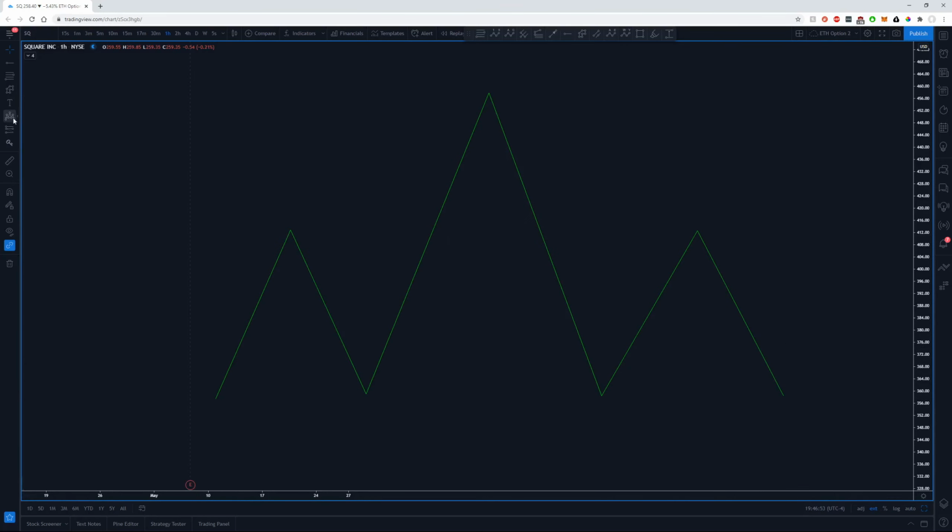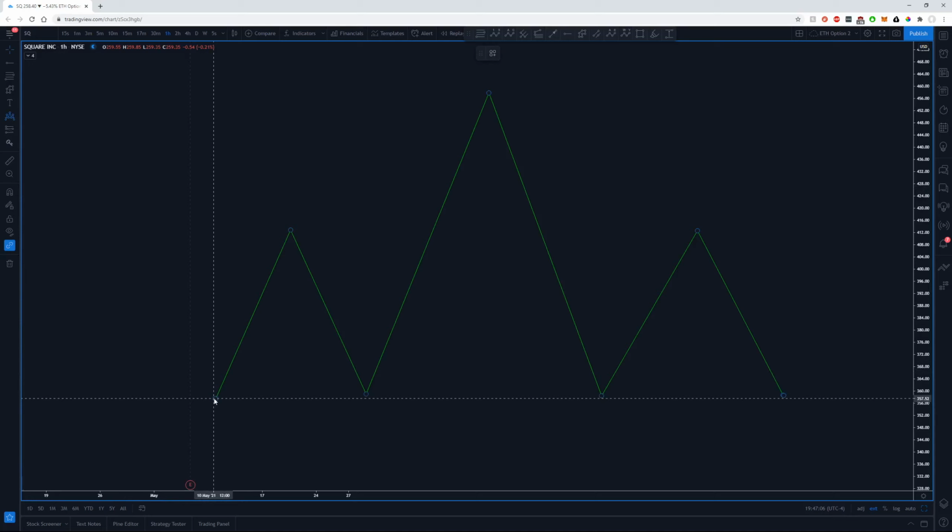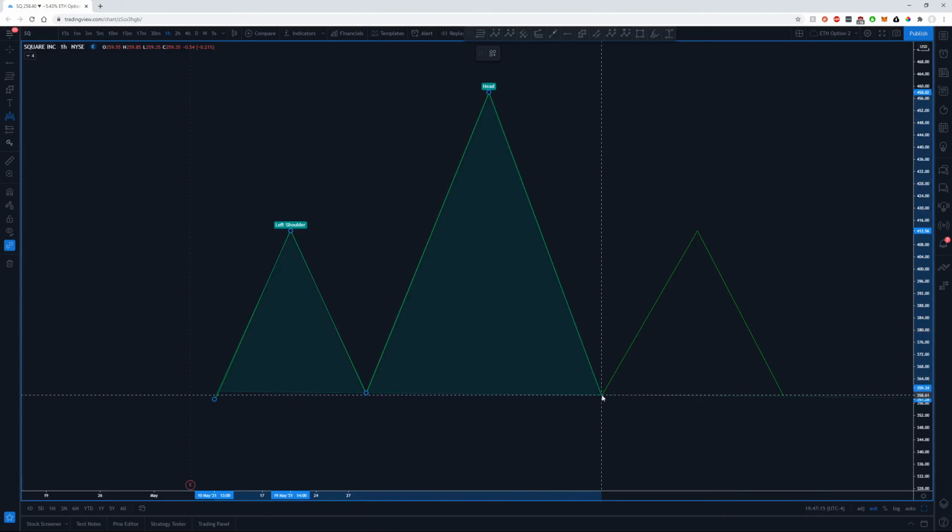Now this pattern, you can actually use a TradingView tool if you're using TradingView to put it onto your chart. On the sixth icon down on the left-hand side right here, you'll go ahead and click the arrow next to it, and you can click head and shoulders, and then you can draw this onto your chart and it'll fill it in for you. So we'll click and draw it in just so you can see what I'm talking about here. And there you go.